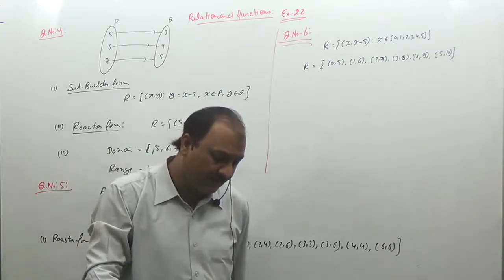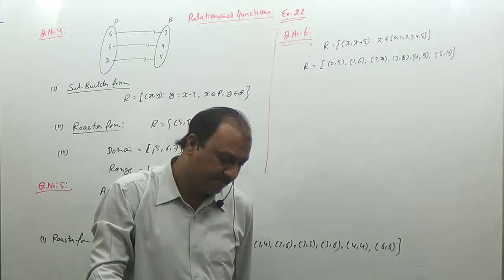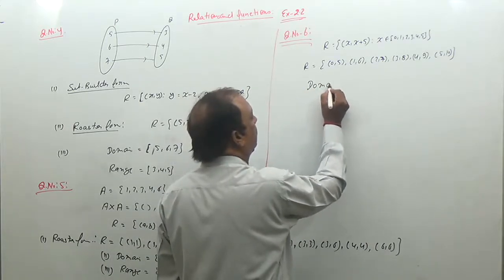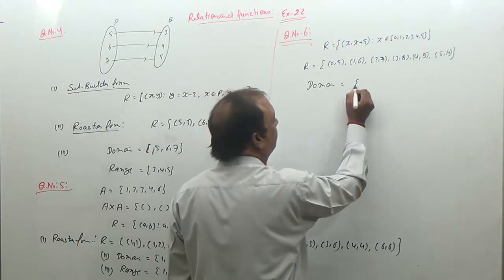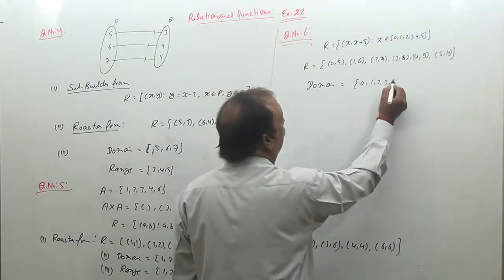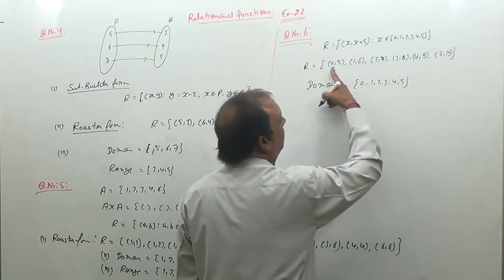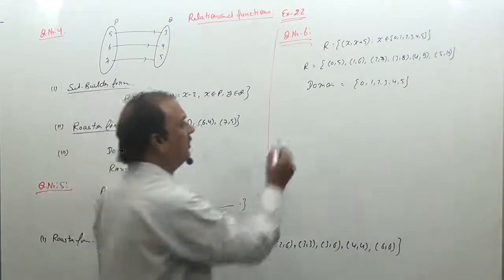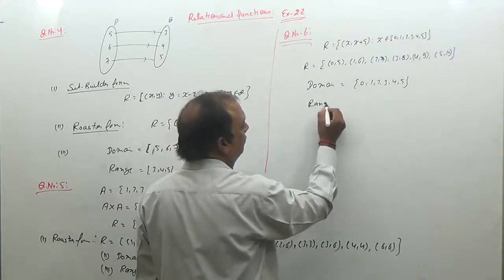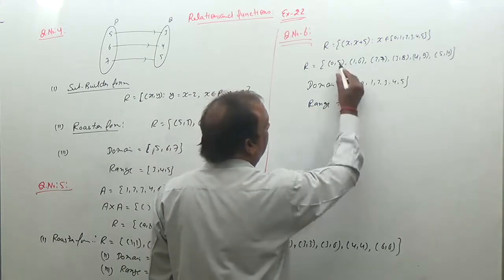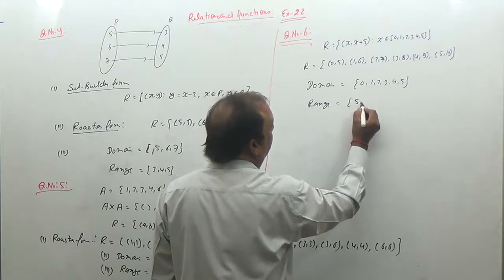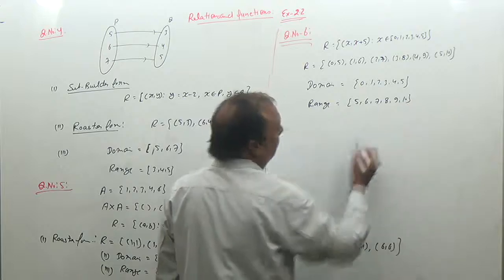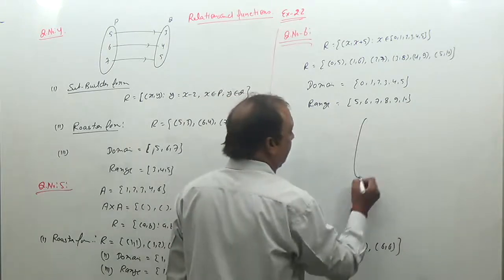The question is to write the domain and the range. So the domain of this set is 0, 1, 2, 3, 4 and 5. The first element of each ordered pair forms the domain. The range is a set which contains the second number of each ordered pair, that is 5, 6, 7, 8, 9 and 10.